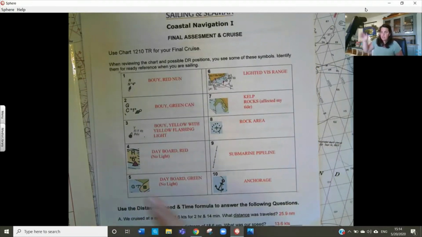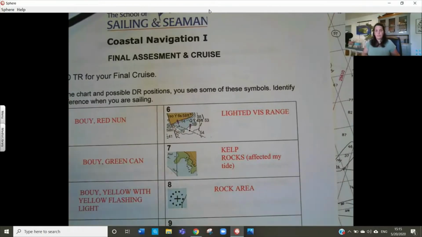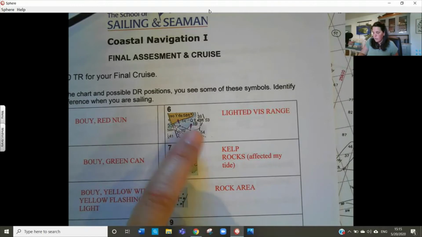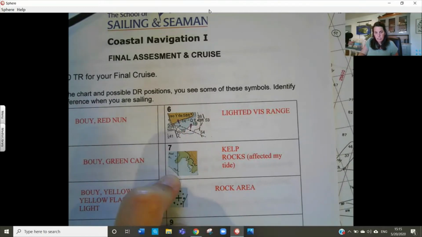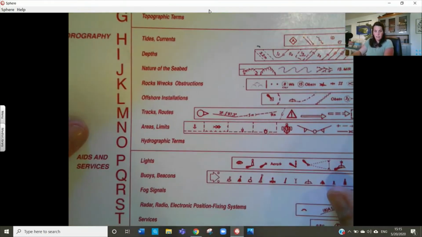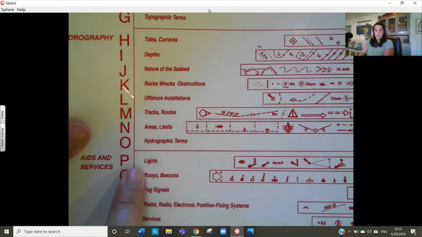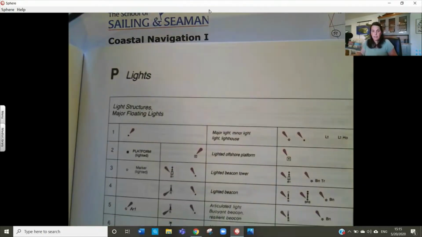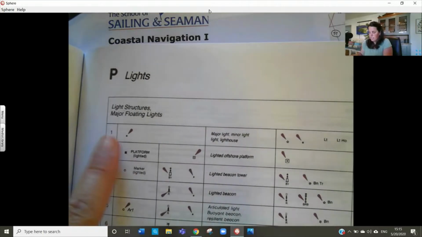Okay, number 6. So for number 6, we see a lot going on here, but we do see two light marks. Remember, that's the dot with the teardrop. So we see two of those, and they're connected by this dashed line. We have the characteristics of the lights there, too. Now, if I go to lights, which is P for aids and services here, I start with the basic light symbol, so we know that it is a light.